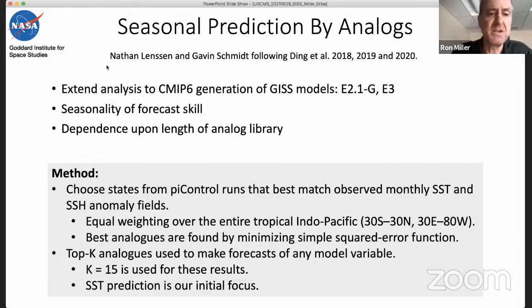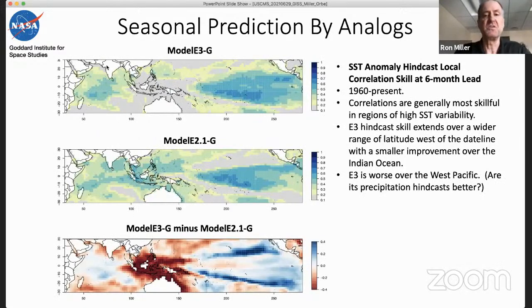What he was trying to do was basically extend the analysis of Wei Ding and collaborators to the CMIP6 generation of GISS models, E2.1G and E3G. He also looked at seasonality of forecast skill and dependence of the forecast skill upon the length of the analog library or PI control run. So this is one example of hindcast skill. This is the anomaly correlation at a 6-month lead time from 1960 up to the present. And there is the anomaly correlation skill over the tropical Indian Ocean and the Pacific for model E3 on the top and E2.1 in the middle.